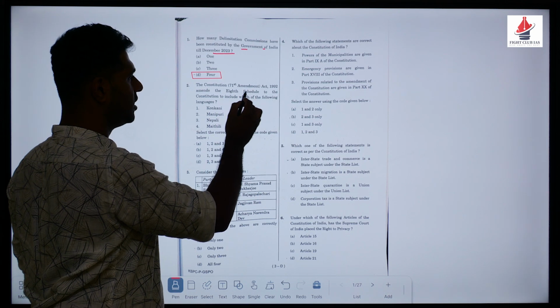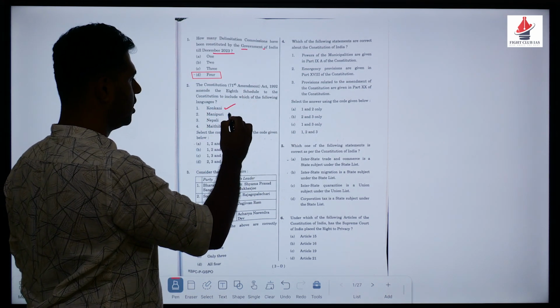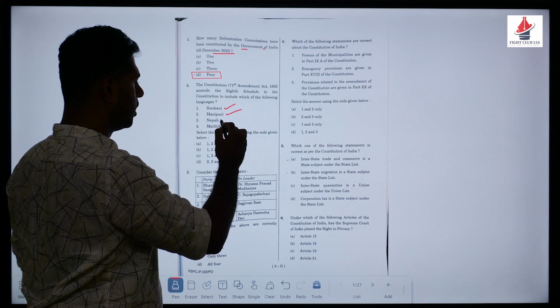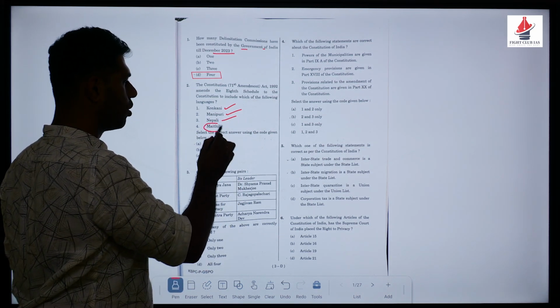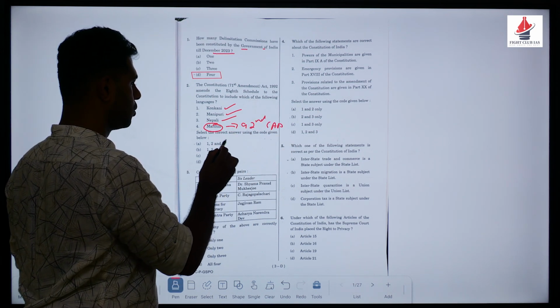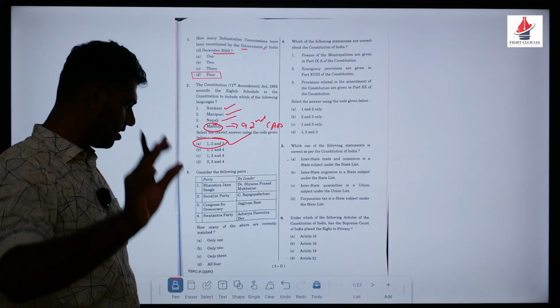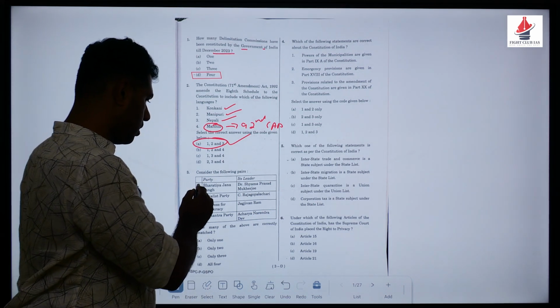1992 amends the 8th schedule to the constitution to include which of the following languages? Konkani, Manipuri, Nepali has been added. Maithili got added in your 92nd constitutional amendment, right? So the answer is A, 1, 2 and 3, right? Coming to the third one.